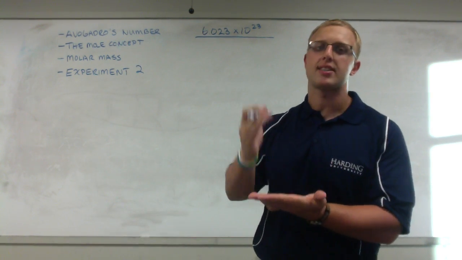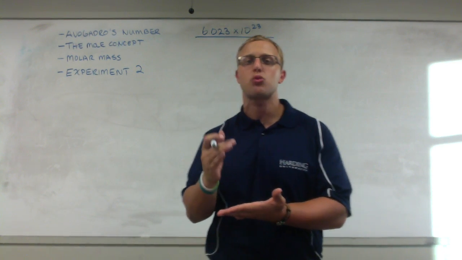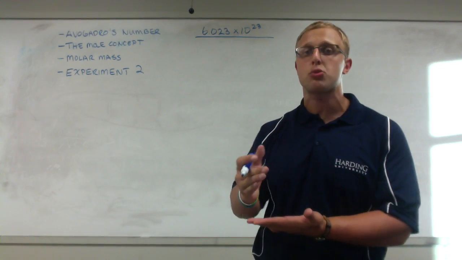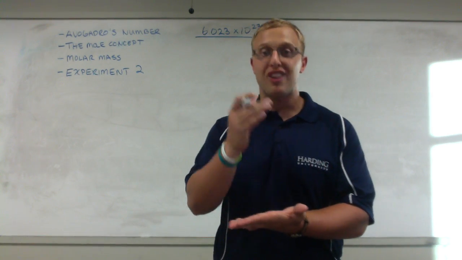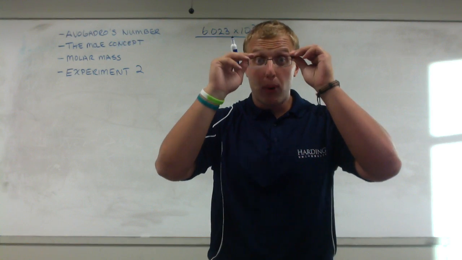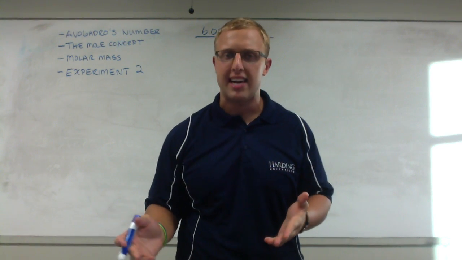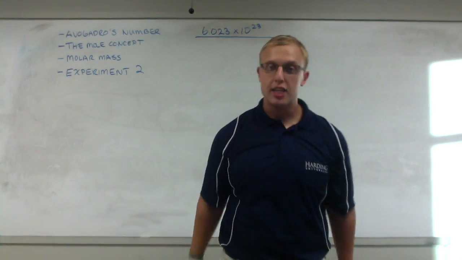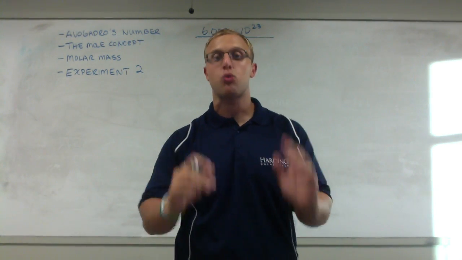A mole of desks equals 6.023 times 10 to the 23rd desks. A mole of humans equals 6.023 times 10 to the 23 humans. A mole of glasses means 6.023 times 10 to the 23rd glasses. A mole of posters means 6.023 times 10 to the 23rd.